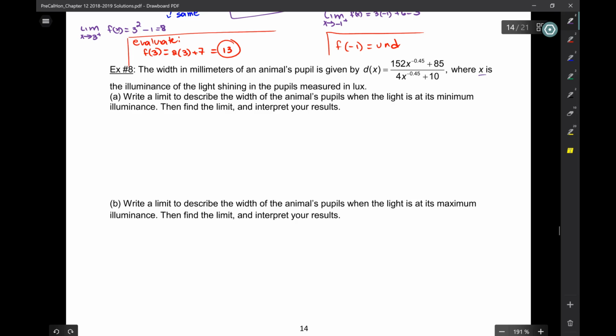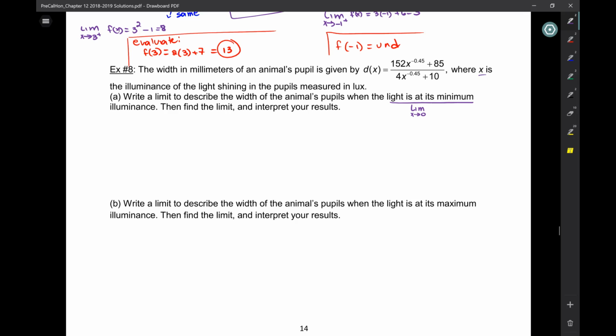Write a limit to describe the width of the animal's pupils when the light is at its minimum illuminance. So the light is at its minimum in illuminance. The light is given by what variable? X. So when the light is at its minimum illuminance, we're not saying there is no light. We're saying it's at its minimum. So this is the limit as X approaches 0. The illuminance is X. The light is X. So when we want the concept of the light at its minimum, it's the limit as X approaches 0.